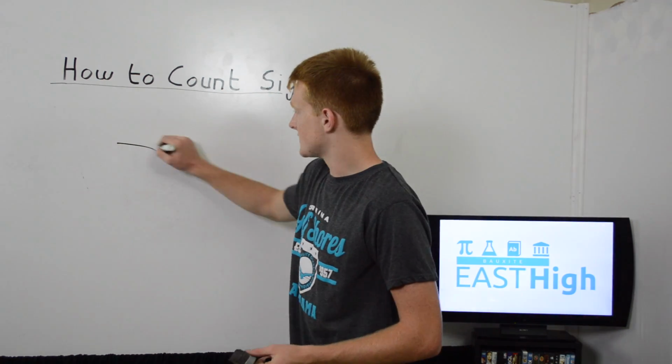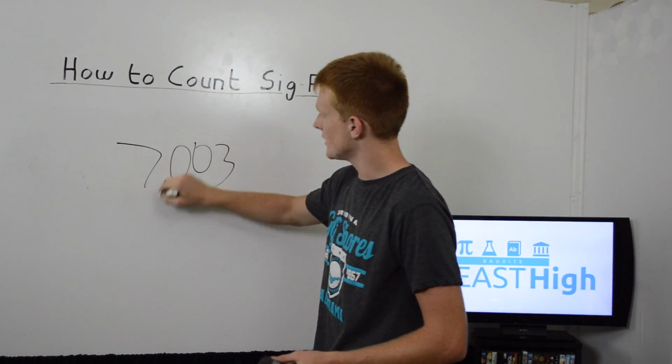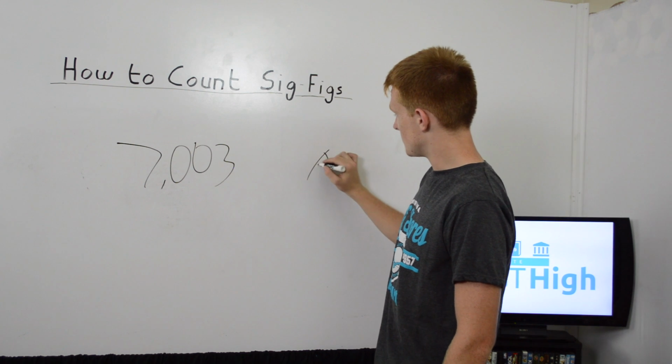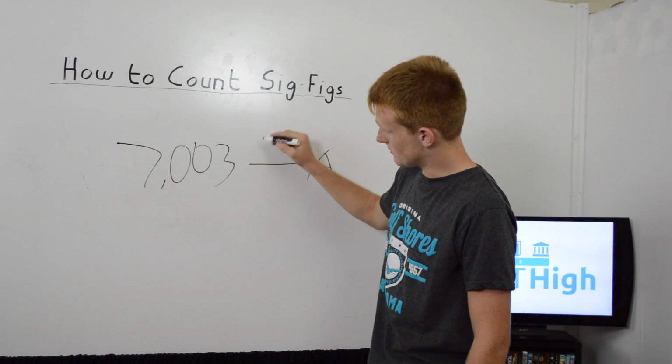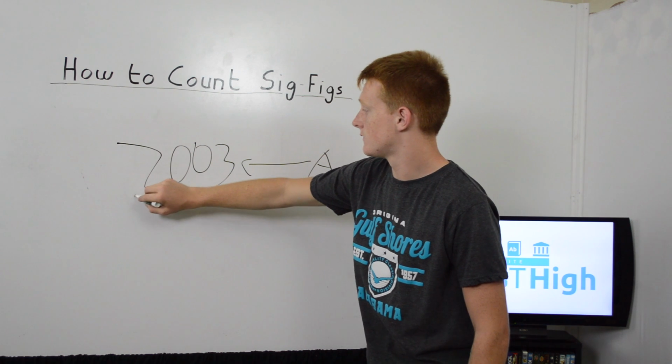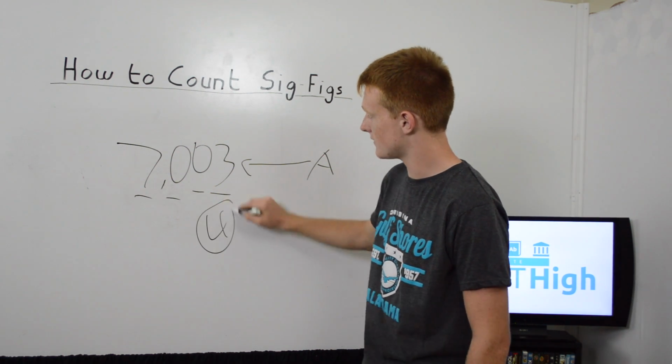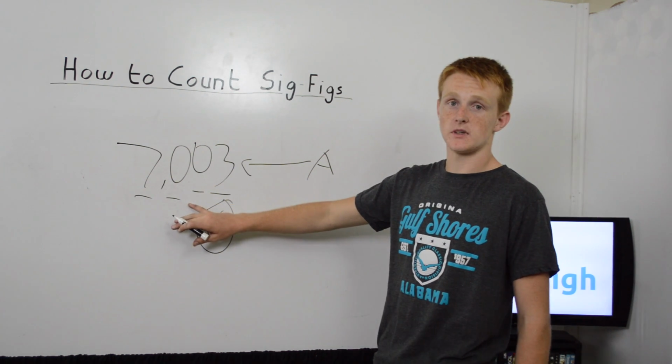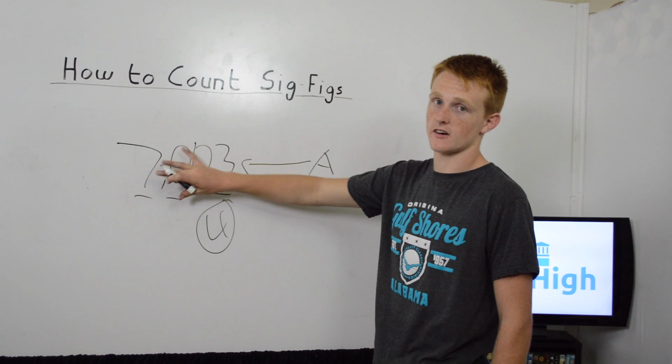If you have a number like 7,003, you start from the Atlantic side because there's no decimal. Skip any zeros, which there are none. Start counting 1, 2, 3, 4. So you have 4 significant figures. You still count these zeros because they are in between 2 numbers that are higher than 0.